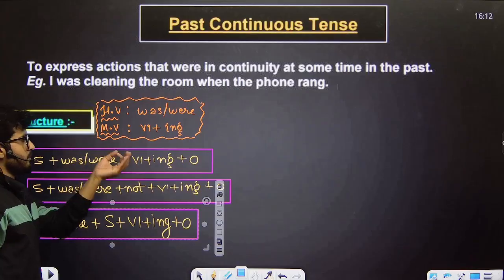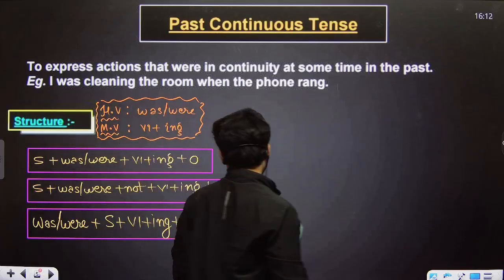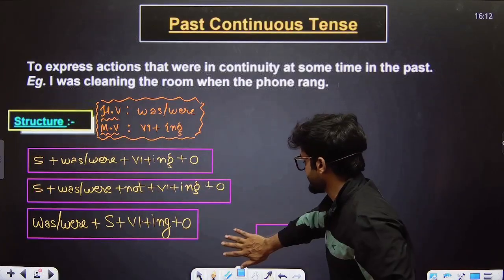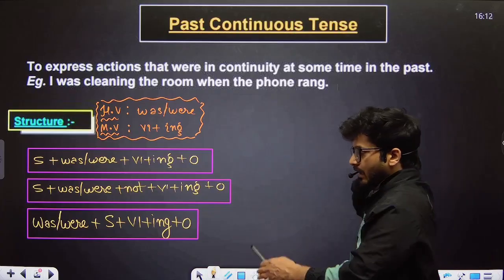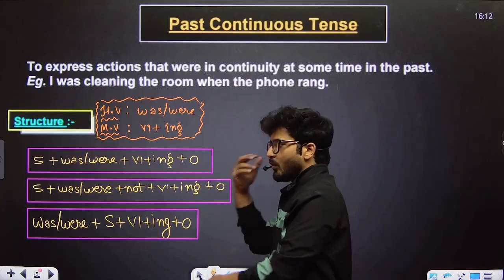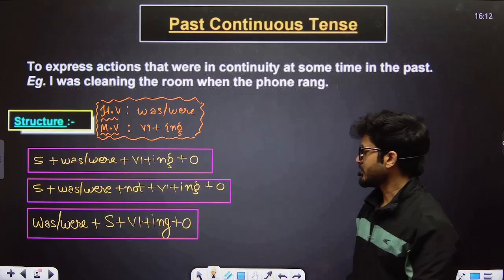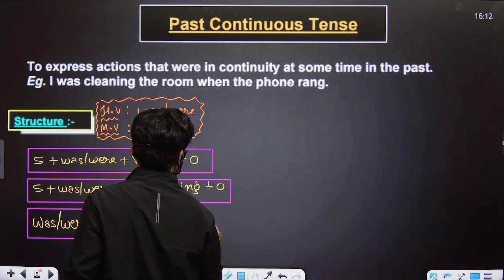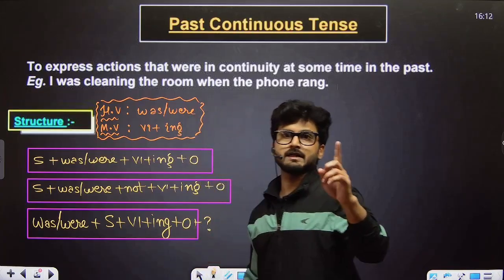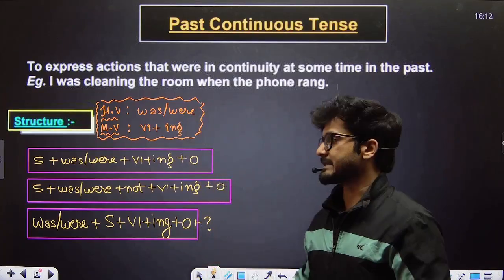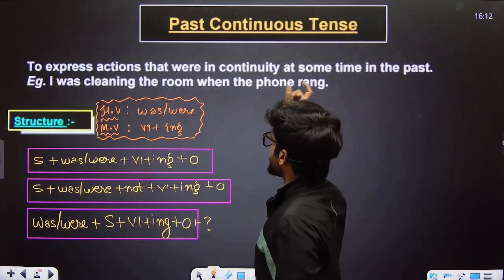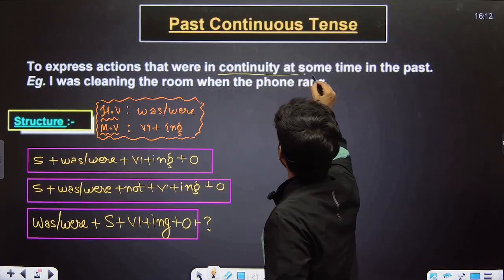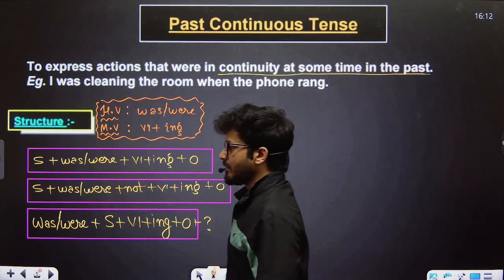Like, I was playing tennis. I was not playing tennis, or they were not playing tennis. Was I playing tennis? Were they playing tennis? So like that you are going to frame them. Got it? You have to make all those sentences. I am providing the structure, you need to make the sentences. So remember, past continuous tense is for something that is in continuity but in the past.